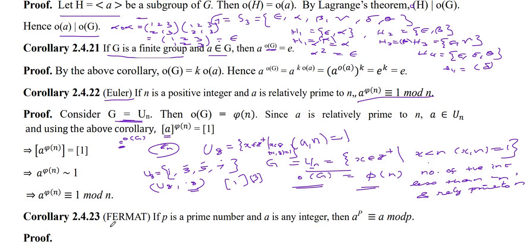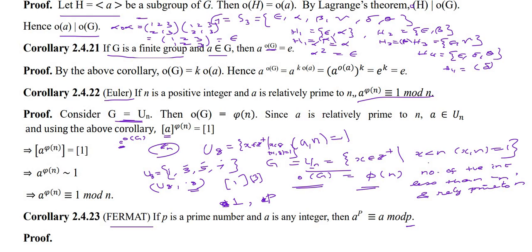Now the next one is due to Fermat. If P is a prime number and A is any integer, then A raised to P is congruent to A mod P. P is a prime number. Prime number means it will not have proper divisors. Itself, P, and 1 are its only divisors. Rather, actually speaking, plus or minus 1, plus or minus P. But here we consider only the positive ones, so we are not considering the negative sign over here.